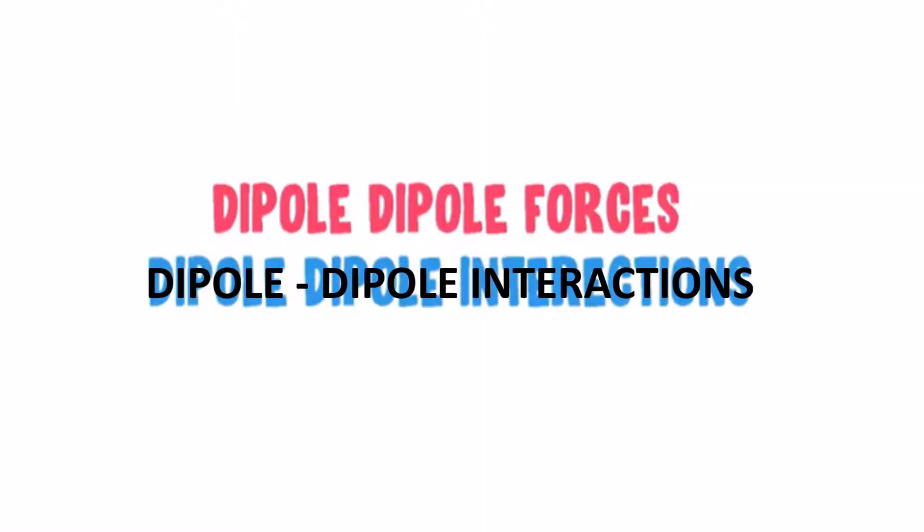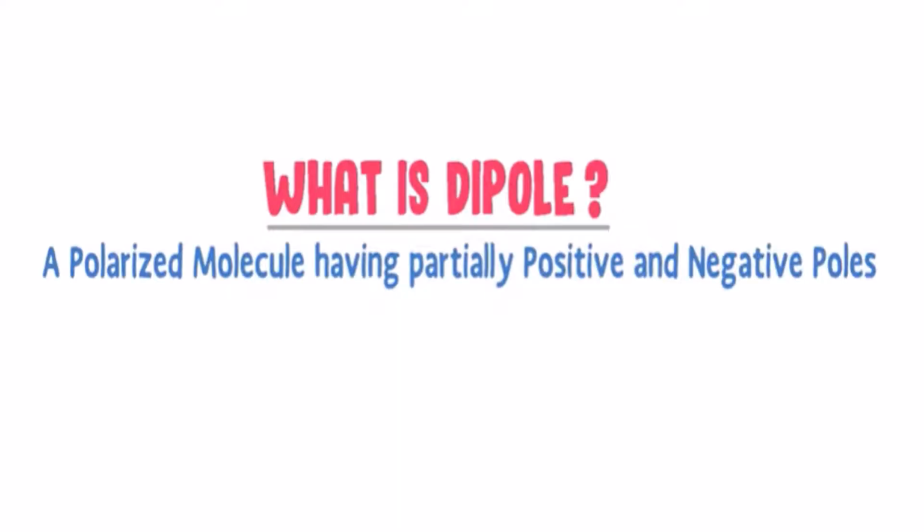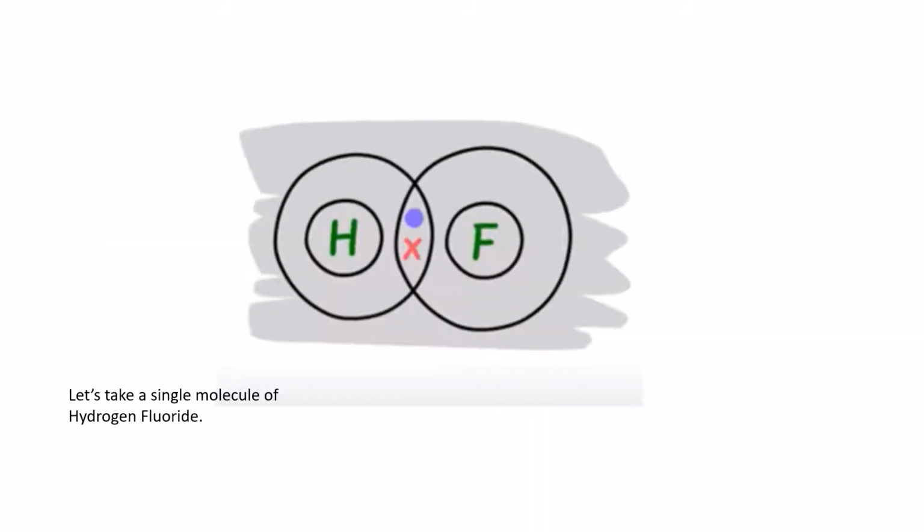To discuss dipole-dipole forces and dipole-dipole interactions. What is a dipole? A dipole is a polarized molecule having partially positive and partially negative poles. Let's take a single molecule of hydrogen fluoride.